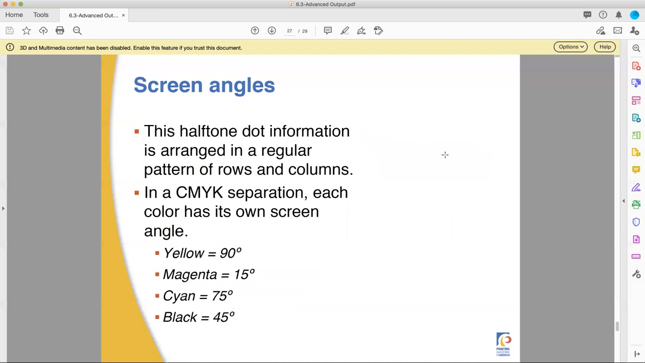Anyways, the angles are: yellow's at 90 or 0. You can barely see yellow. Yellow's harder for us to pick up and it's not very intense of an ink, so we let that one sit on a normal grid because you're not going to notice as much.